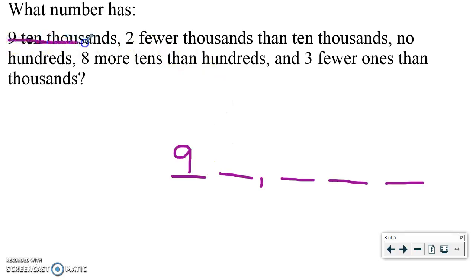Done with that. So now I'm going to do the next step. Check 2 fewer thousands than 10,000s. Okay, so I'm comparing the thousands place, which is right here, to the 10,000s place. And they told me to do 2 fewer. So 2 fewer than 9 is 7. Okay, I am done with that step now.